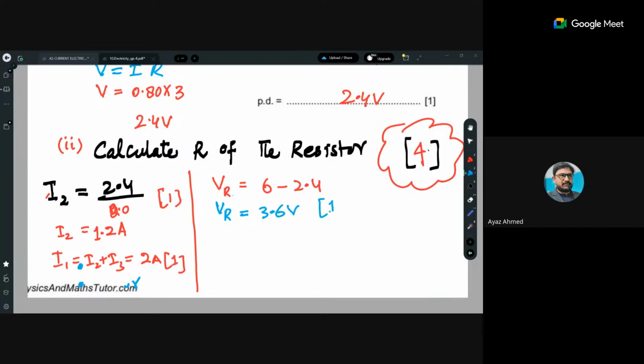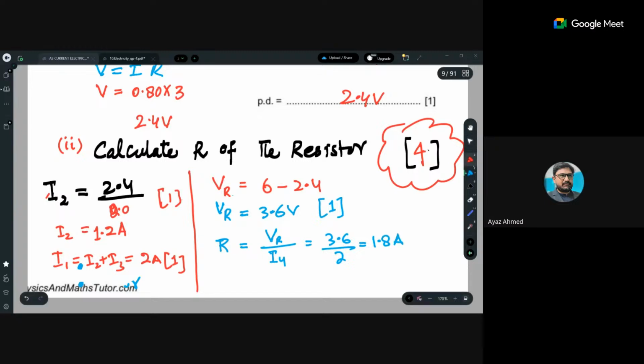So you scored one more mark here. Then you have to calculate the resistance of that R, which equals V of that resistor divided by I4, which is basically 3.6 divided by 2, and the answer is 1.8 ohm. When I calculated this all in my mind, I realized this would take almost 4 marks, so I just awarded you 4 marks here. So 1 mark here again.